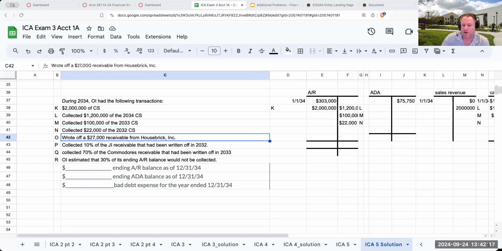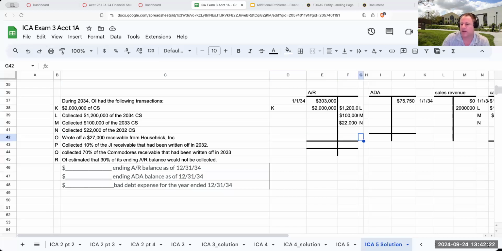Now I'm writing off a receivable for 27,000. When I write off a receivable, I don't touch bad debt expense. Rather, I'm no longer going to collect it. So I'm going to credit accounts receivable for the write-off for 27,000, and then I'm going to debit my allowance for doubtful accounts for 27,000. That's how I do that one.